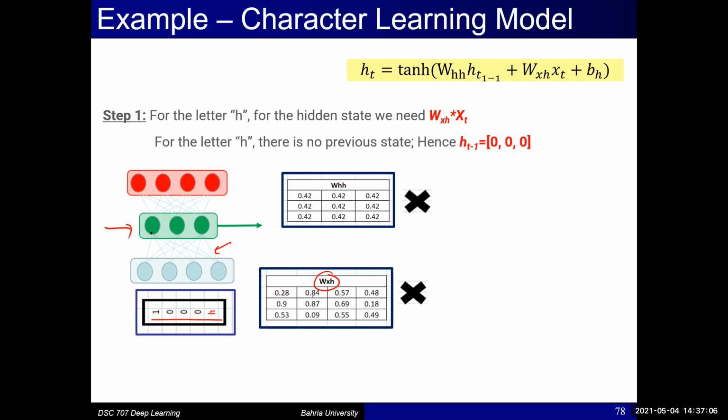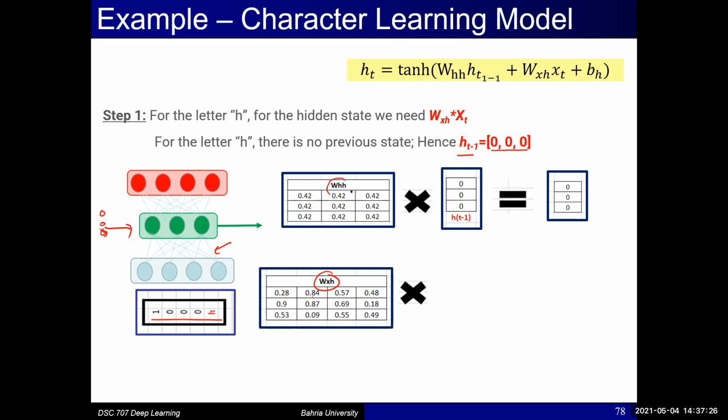Now you also have WHH. But you see, this is the first character, so there is nothing behind it. There is no hidden state previous to the first character. So as I told you, since there is nothing, we assume it to be a vector of all zeros, because there is nothing preceding this first character. So WHH, hidden to hidden, is multiplied by this vector of zeros, because there is nothing coming from the arrow on the left. So we get this 0, 0, 0. 3 neurons, 0, 0, 0.